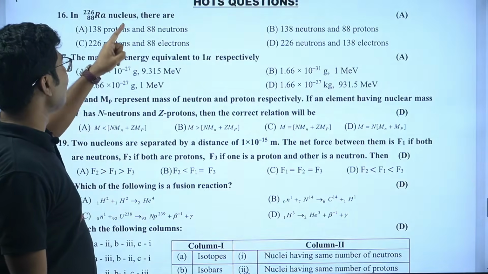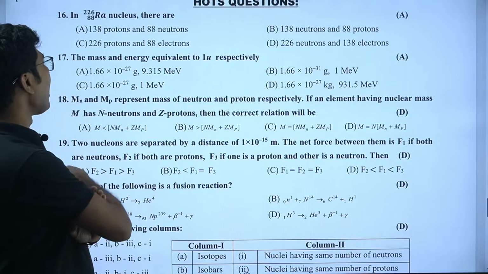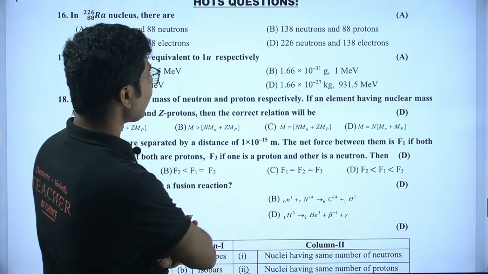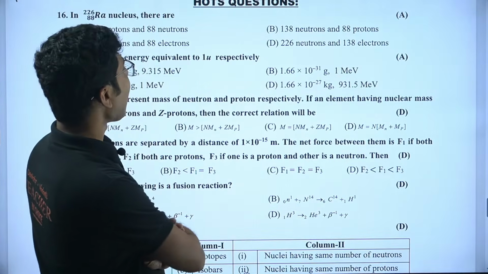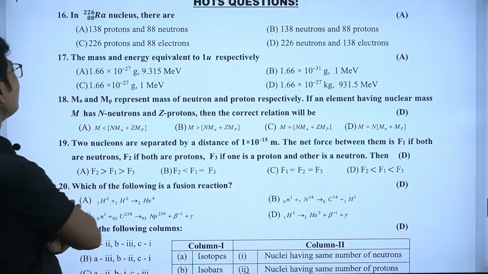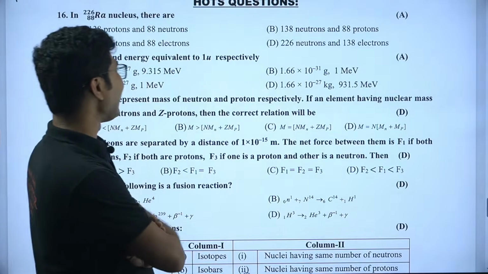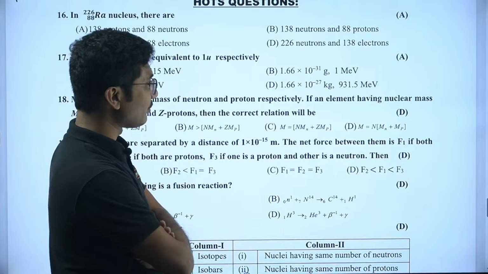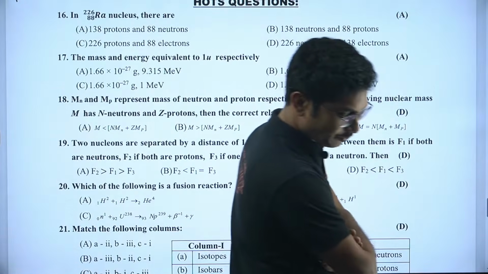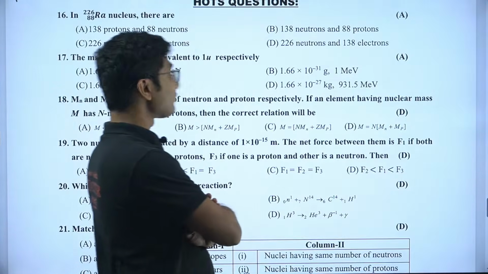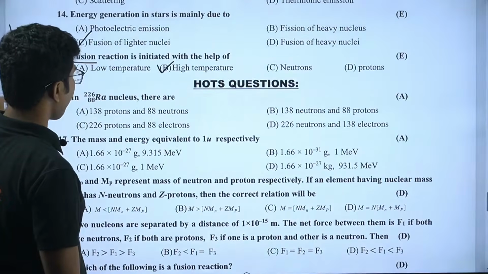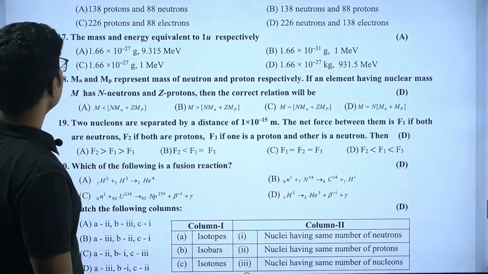For the radium nucleus 226/88, are there 138 protons and 88 neutrons, 138 neutrons and 88 protons, 226 protons and 88 electrons, or 226 neutrons and 138 electrons? Yes, 14C, 15B. Question 16.